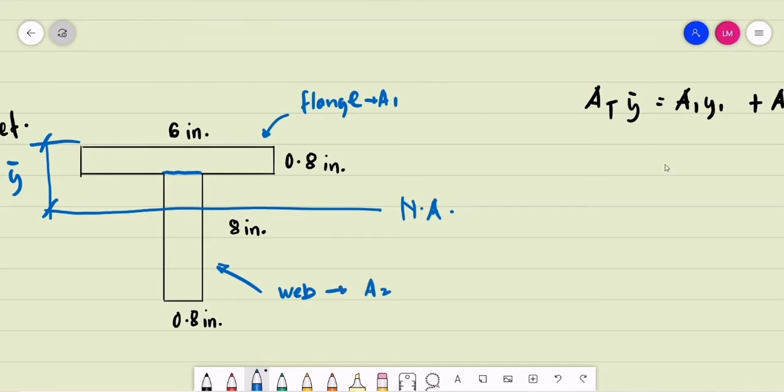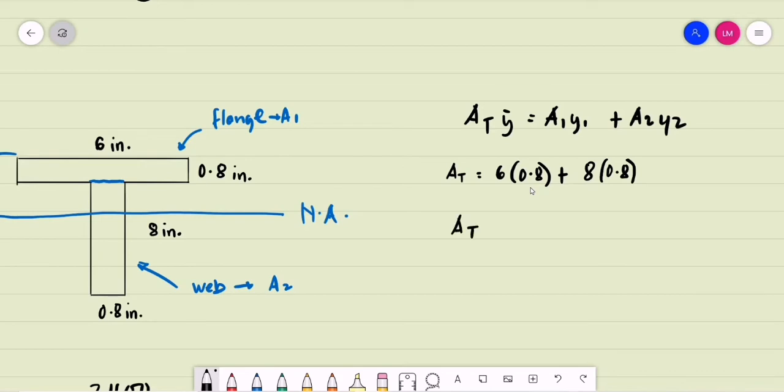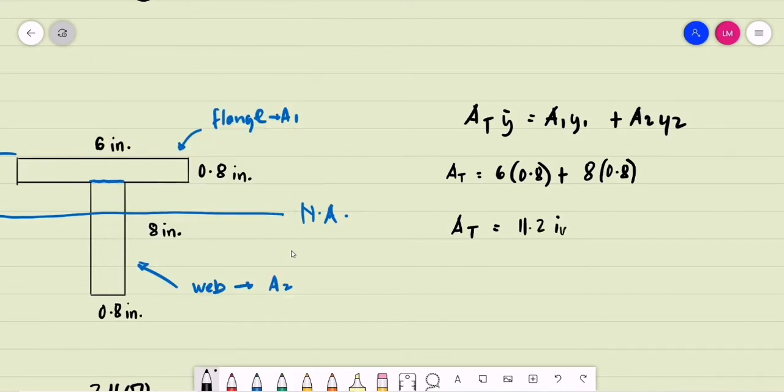So how do we compute for the total area first? We need to determine the total area. We have 6 inches multiplied by 0.8 inch, plus for the web, 8 inches multiplied by 0.8. The total area is 6 multiplied by 0.8 plus 8 by 0.8. We have a total area of 11.2 square inches.